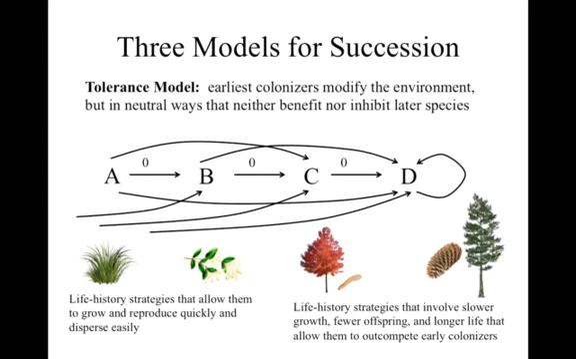And again, with the early colonists in the tolerance model, you have life history strategies that allow them to grow and reproduce quickly and disperse easily. So that allows them to get to this new habitat quickly. They're the first ones that get there. And then with the later species, you have life history strategies that involve slower growth, fewer offspring, and a longer life that allows them to outcompete the early colonizers, but they just don't, again, get to the party quite as fast.